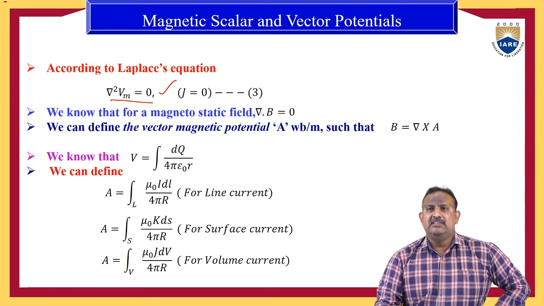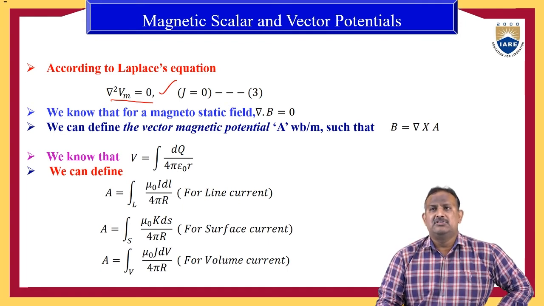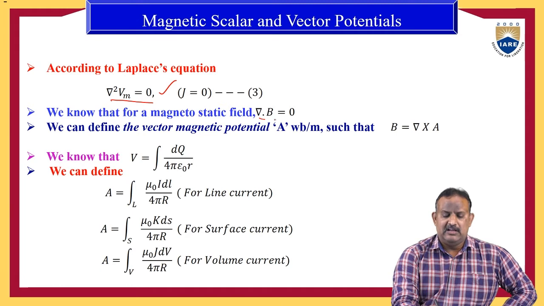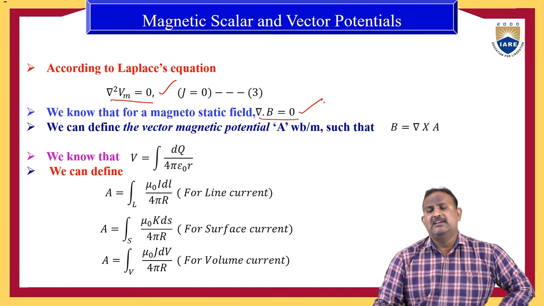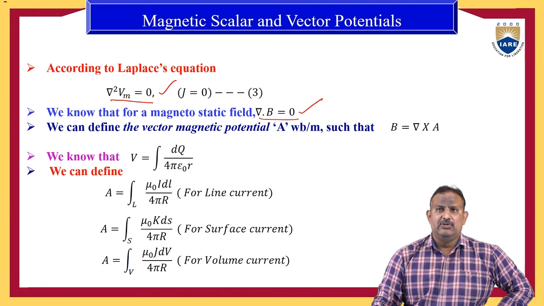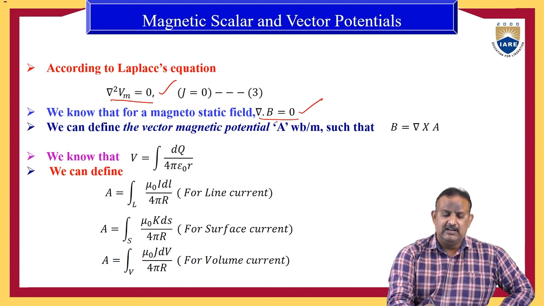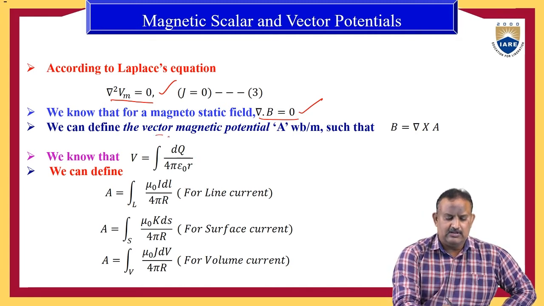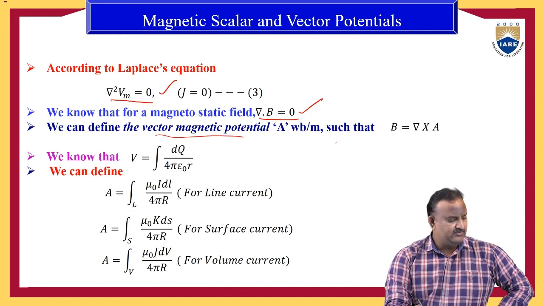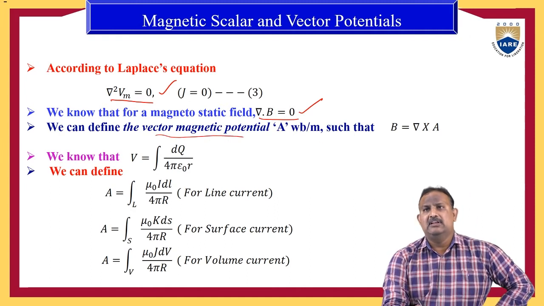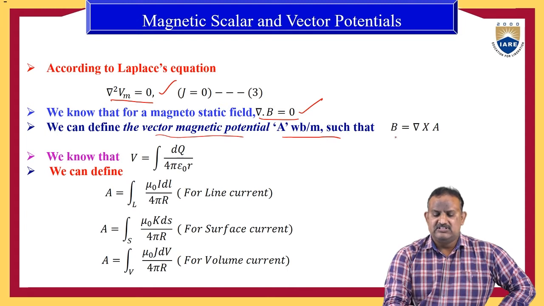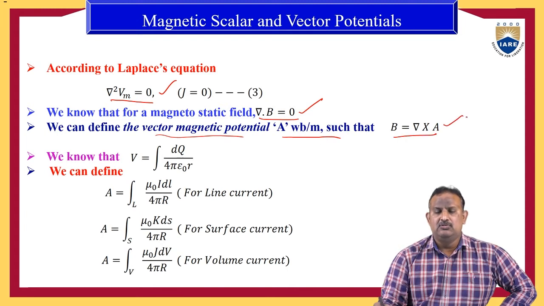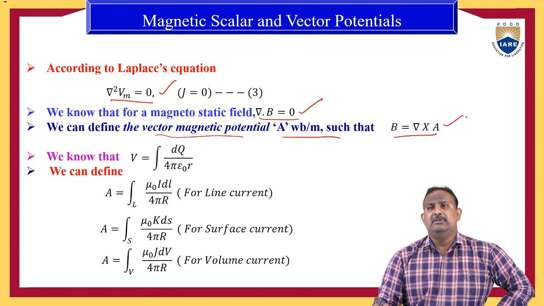Similarly, we can define the magnetic vector potential. To define it, you assume del dot B is equal to 0, which is another Maxwell equation for magnetic fields. We know that for magnetic fields, del dot B is equal to 0. So here we can define the vector magnetic potential A such that B is equal to del cross A.